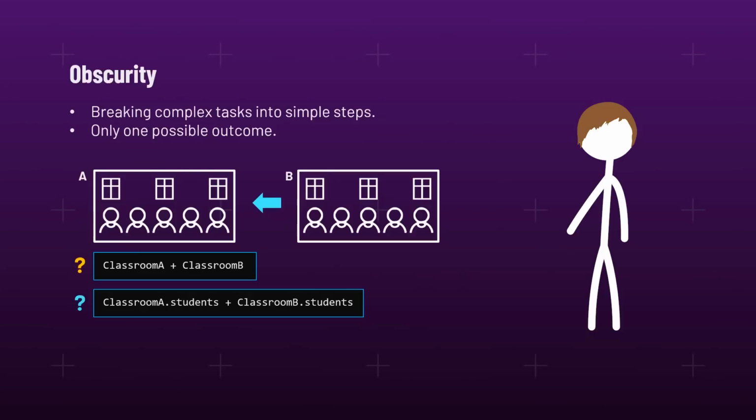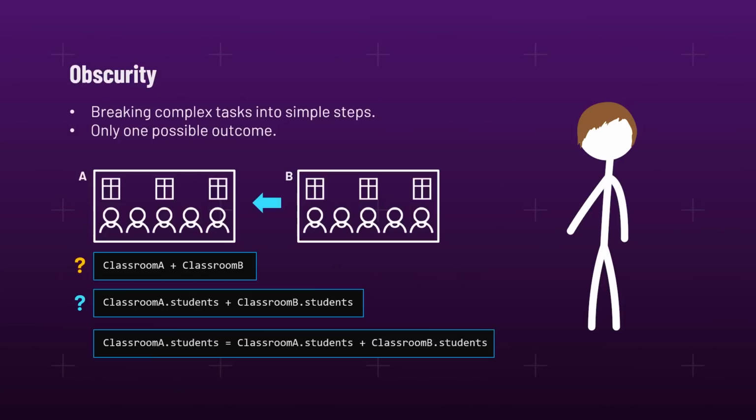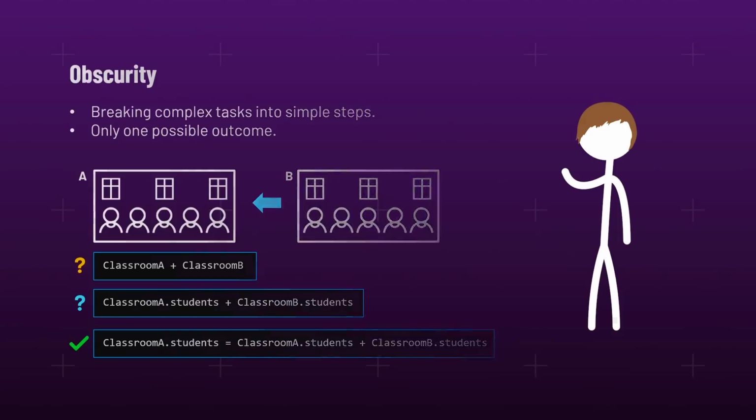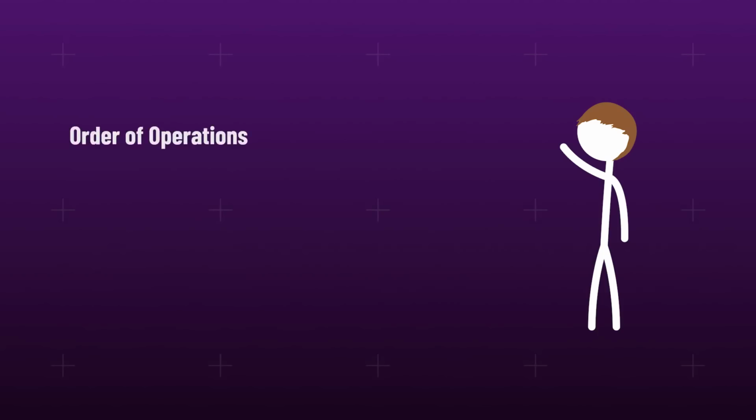But this still doesn't tell us where the students should end up. We're just adding them together, so the computer wouldn't know whether we wanted to put the students from class A into class B, or the students from class B into class A. The way to solve this would be to structure it like the following. Classroom A.students equals classroom A.students plus classroom B.students. Here we're saying that we want to make the students of classroom A equivalent to the combination of students from class A and B. This way, the computer knows where we want the final number of students to end up, which is classroom A.